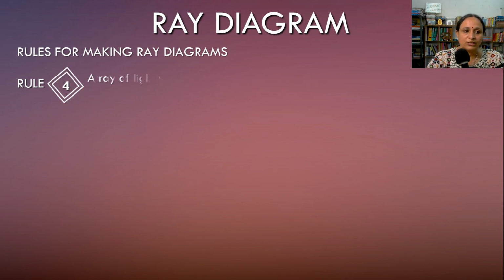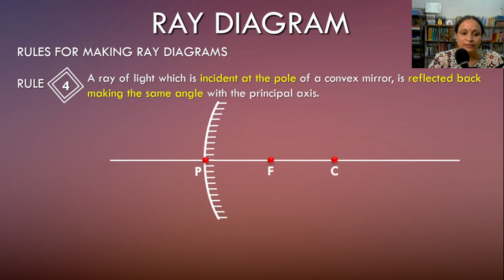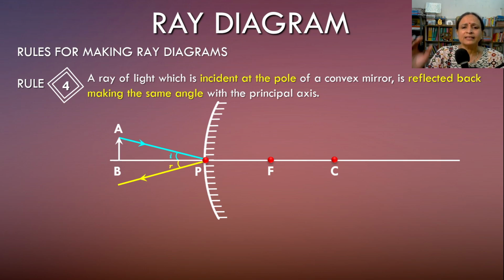Rule number 4. What is it? A ray of light which is incident at the pole of a convex mirror is reflected back, making the same angle with the principal axis. You can see that there is a convex mirror. There is an object AB. A ray is coming out from A, hitting the mirror at the pole, making an angle of I with the principal axis. The reflected ray is the yellow ray. It makes an angle of R with the principal axis, and here angle I will be equal to angle R, right? So these are the basic rules with which we can make the images in the case of a convex mirror using the ray diagram.